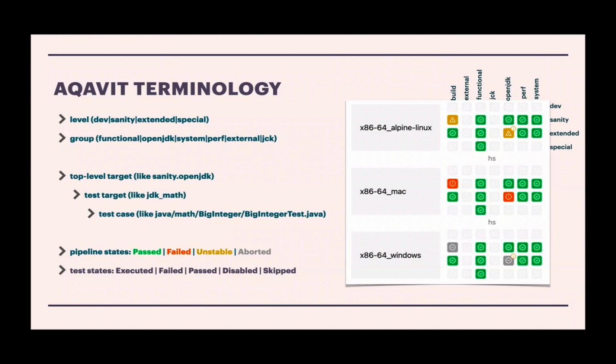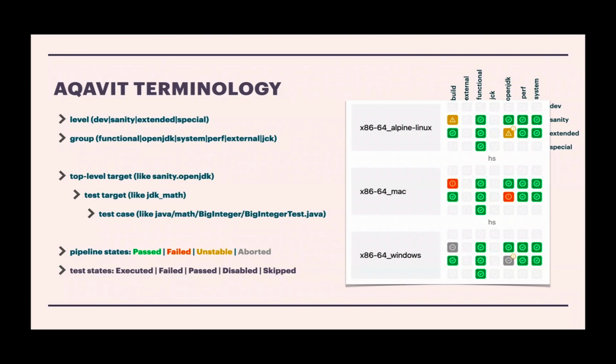Taking a specific example, Sanity OpenJDK at the moment is equivalent to Tier 1 testing from the OpenJDK project, and it contains test targets like JDK Math. Within JDK Math, and that's quite a small test target, there are around 41 different test cases, one of them being big integer test.